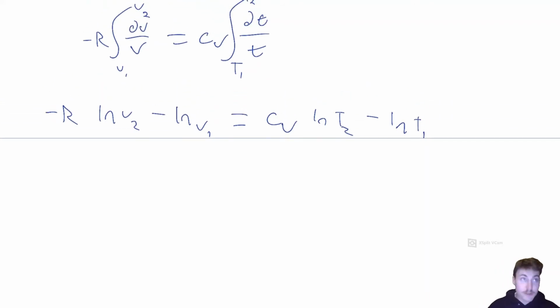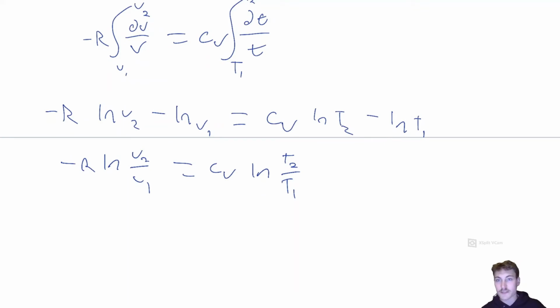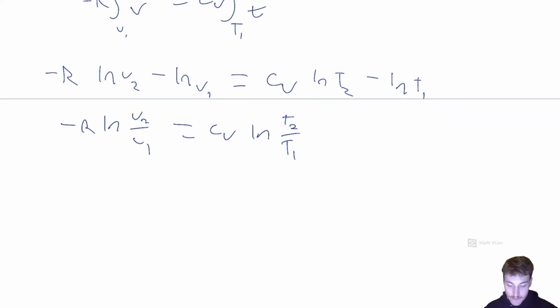And then since the definition of subtracting those two, it will become negative R natural log of V2 over V1 is equal to the specific heat multiplied by the natural log of temperature 2 over temperature 1. And then from there, it just makes things a lot more simple to do. And then we can also move the specific heat to the other side.